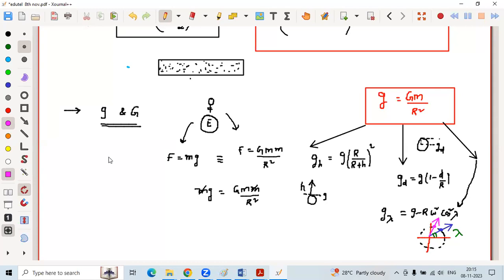As I go up from the earth, g will vary. If I dig a hole like a tunnel and go down, g will vary: g at depth is equal to g into 1 minus d by r. In all these formulas, h is for height, d for depth, lambda for angle, small g for acceleration due to gravity on the surface of earth, 9.8, and r is the radius of the planet. That's all. Okay, please copy all these formulas. Based on this we'll do numericals.